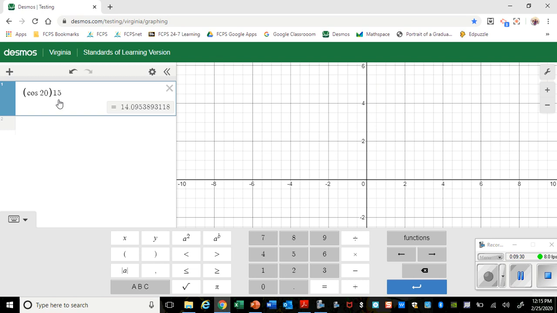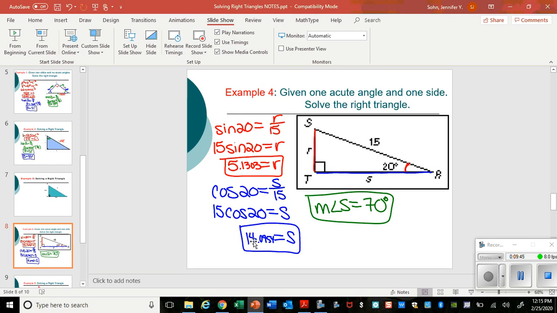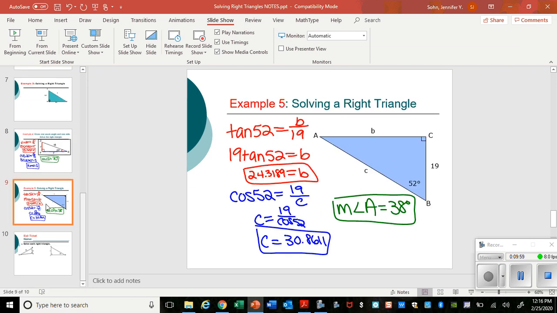We can do 15 cosine 20 or cosine 20 times 15. If you're going to do cosine 20 times 15, put parentheses around cosine 20 and then multiply by 15, okay? Then you get 14.09, so here 14.0954. So that's this side right here. Now we have all three sides and all three angles. That's how you solve a right triangle.